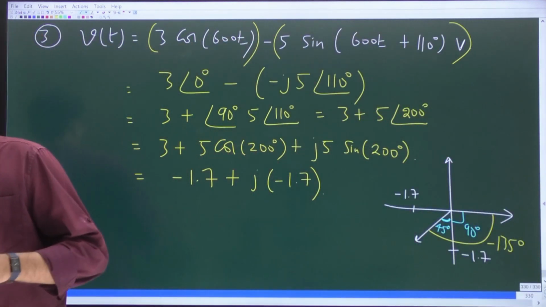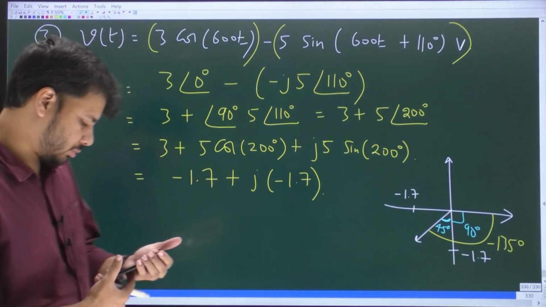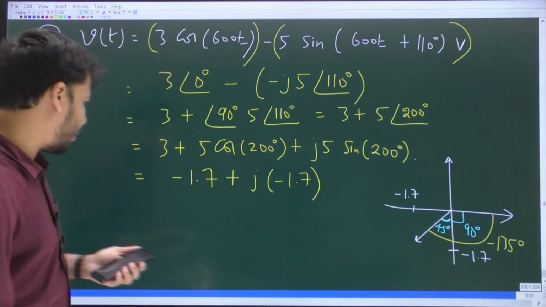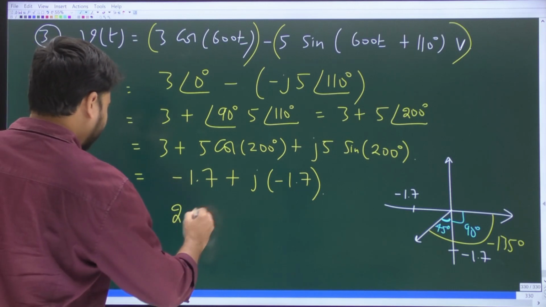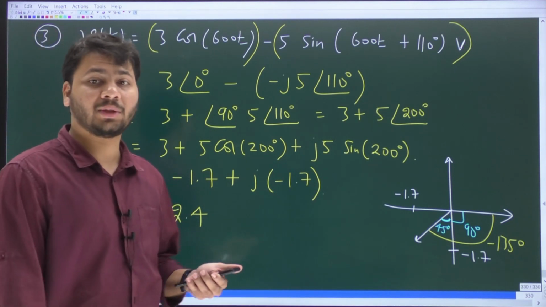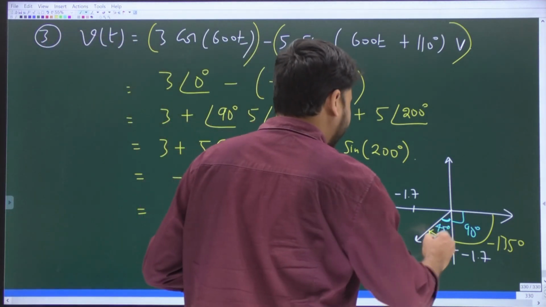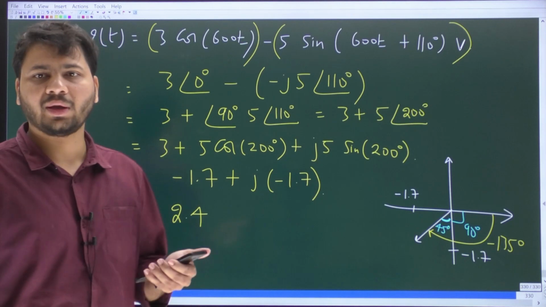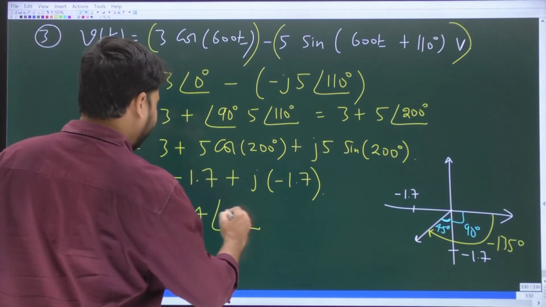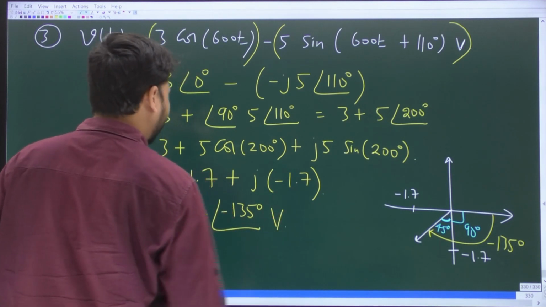How can it be less than 1.7? 1.7 times root 2, right? 2.4. 1.7 into root 2 will definitely be more than 1.7. So 2.4, what is the angle? 135 degrees or minus 135 degrees? The angle is minus 135 degrees, because this angle is in the clockwise direction. Any angle in the clockwise direction would be negative. So 2.4 at an angle minus 135 degrees volts.